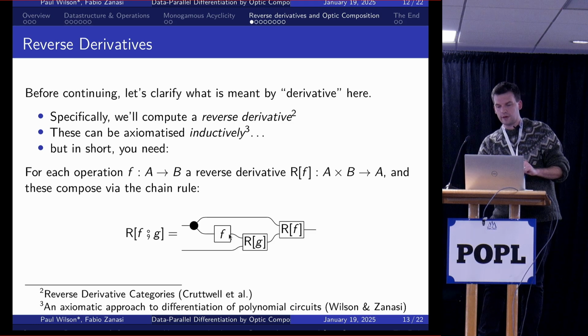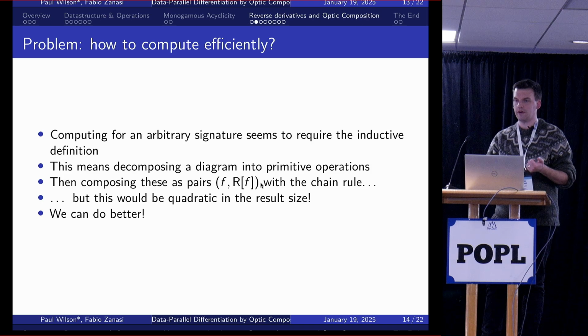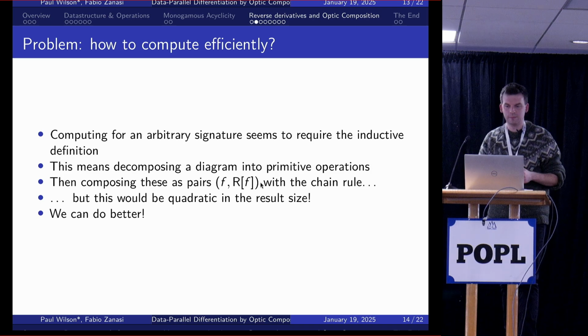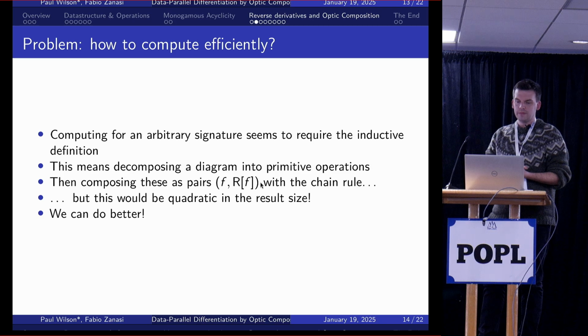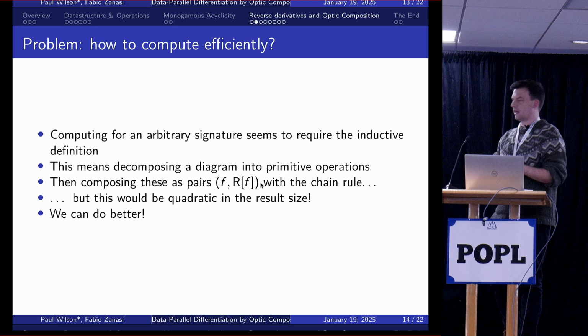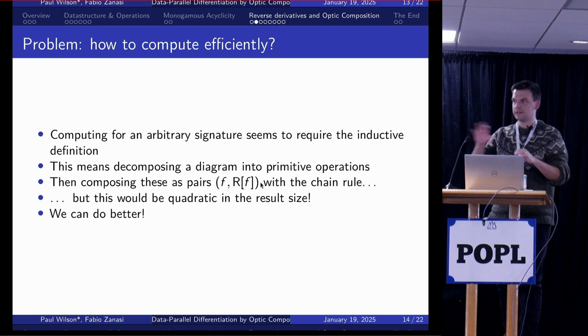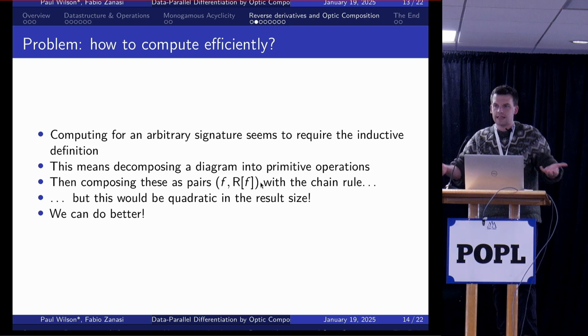The problem is the chain rule has both f and r of f in it. So the way this is compositional is actually as a pair of f and r of f. And this is actually a lens, but I'm not going to talk too much about that. And it seems like if we want to compose things in this way, we're going to have to take our diagram, break it down into its constituent primitive operations, and then inductively build it back up. But as we already know, this is like n squared. This is not fast.